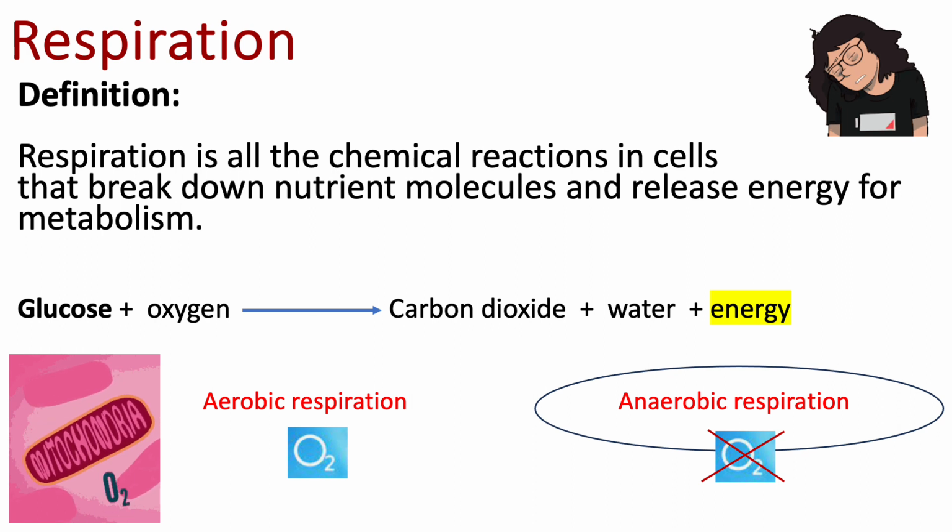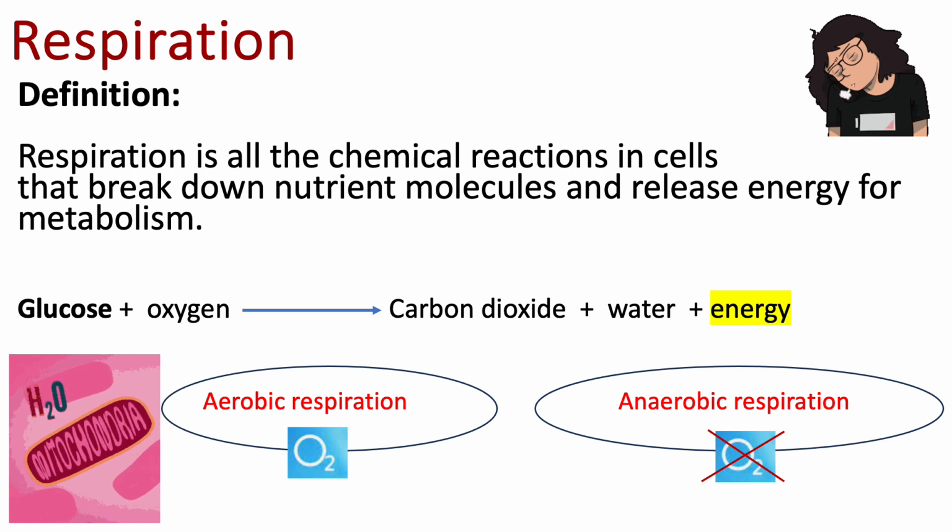Another very important characteristic of living things is respiration. All living things require a constant and adequate supply of energy for their movement, growth, and other life processes. This energy is stored in the chemical bonds of organic molecules such as glucose and is released during respiration. Sometimes it happens in the presence of oxygen, when it is called aerobic respiration, and sometimes in the absence of oxygen, then it is called anaerobic respiration. So respiration is all the chemical reactions in cells that break down nutrient molecules and release energy for metabolism.